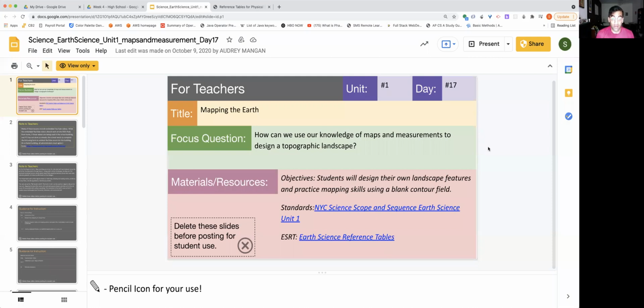So the title of this lesson is Mapping the Earth, and our focus question is how can we use our knowledge of maps and measurements to design a topographic landscape? And it's part of our first unit on maps and measurement, and it's day 17.